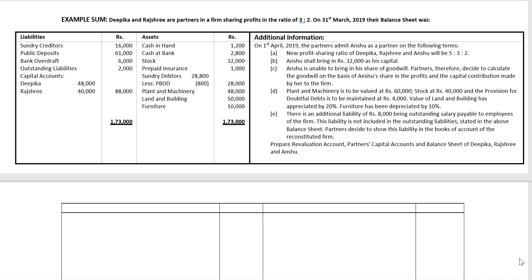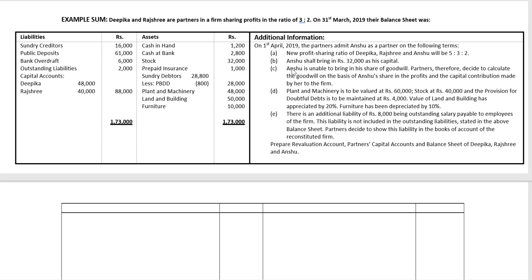Deepika and Rajshri are partners in a firm sharing profits in the ratio of 3:2. On 31st March 2019, their balance sheet was as follows. The balance sheet is given to the left of the screen, additional information to the right. On 1st April 2019, the partners admit Anshu as a partner on the following terms. First point, the new profit sharing ratio of Deepika, Rajshri and Anshu will be 5:3:2.